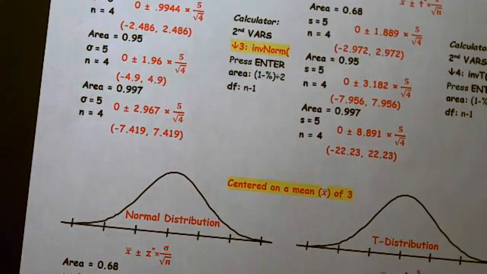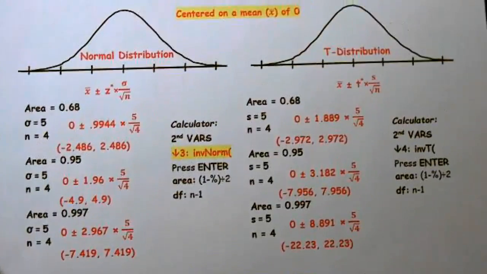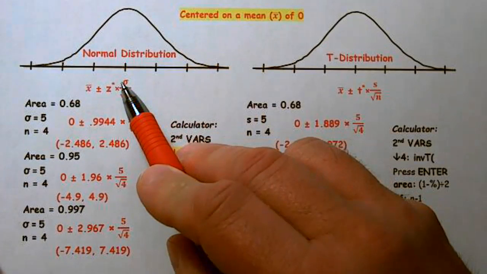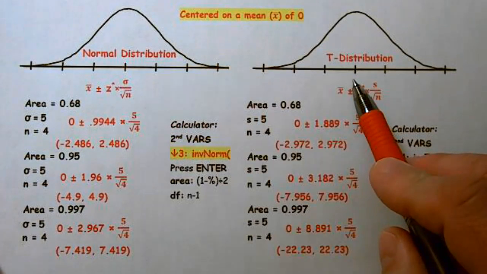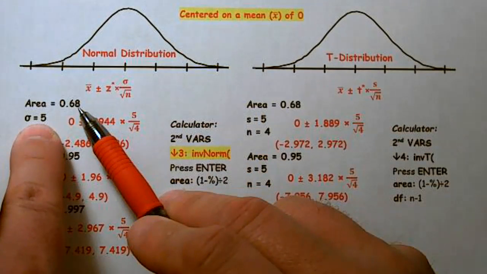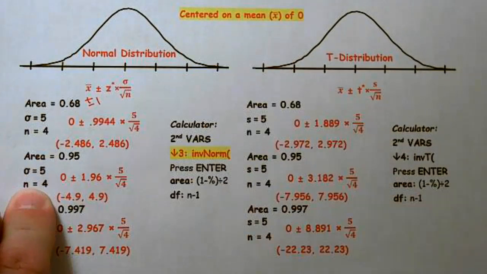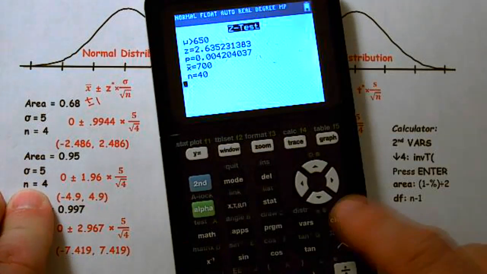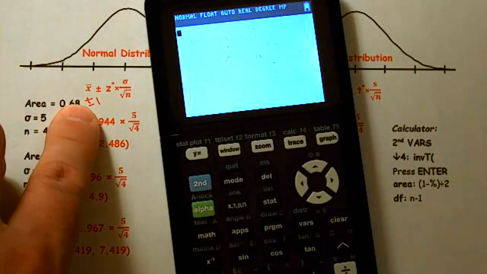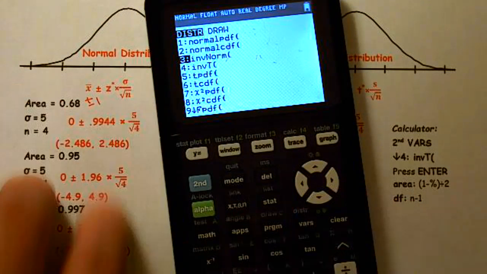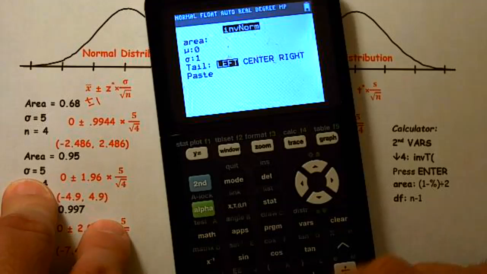So I'm going to make a quick comparison between the two, and I've actually done all the work here to speed this along. So if we have a normal distribution centered about some mean, and a t distribution centered about some mean, when we do the area at 68%, you're going, oh, that's plus or minus 1. Well, that's, as we know, really just an estimate. So let's calculate what that z-score is. That z-score is going to be second vars, inverse norm, and the area in this case would be parentheses 1 minus 0.68, because we're centering it about the mean, divided by 2.